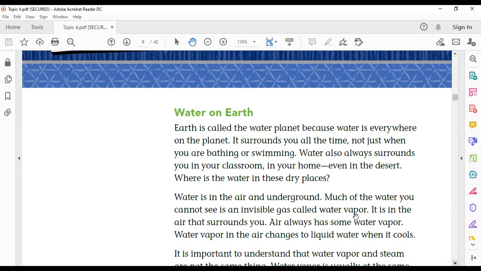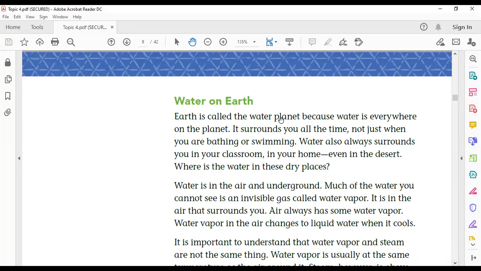Earth is called what? The water planet. Why? Because most of Earth is covered with water. Water is everywhere on the planet. It surrounds you all the time, not just when you are bathing or swimming. Water is found on land, and in the air as water vapor. It's found in oceans, rivers, lakes, streams, and also under the ground. So water also surrounds you in your classroom, in your home, even in the desert.